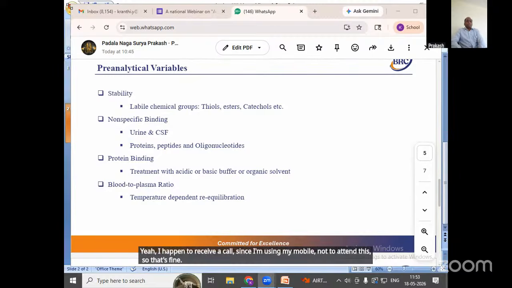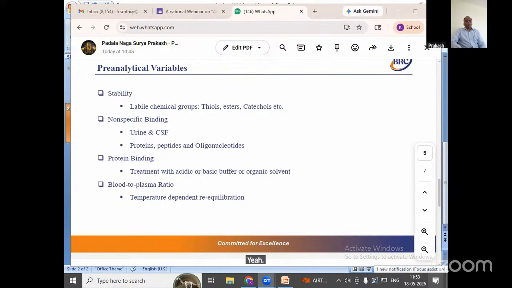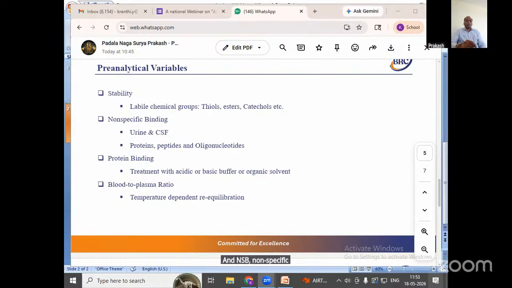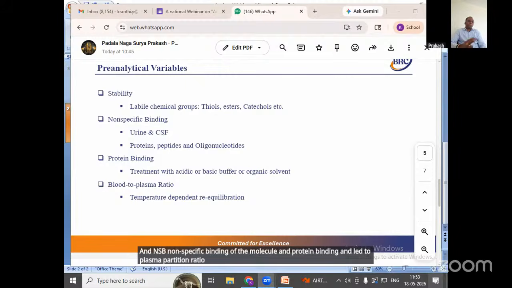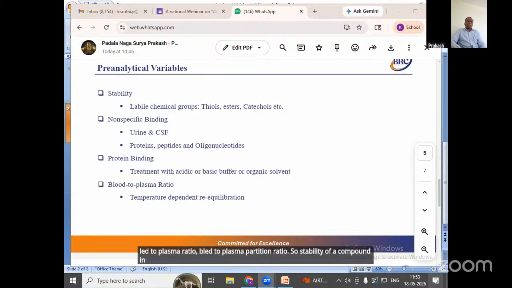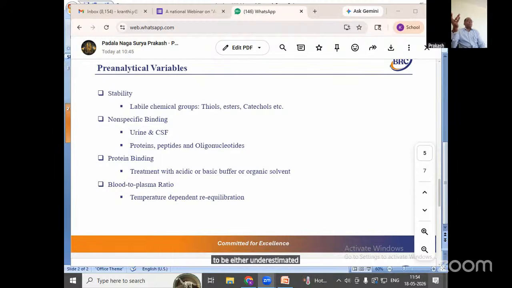So these are a few of the other variables which play a very critical role during sample preparation. They are the stability of the molecule, non-specific binding (NSB), protein binding, and the blood to plasma partition ratio. The stability of a compound in a given biological material is very, very important, because the more unstable the molecule is, the more likely that compound is to be either underestimated or overestimated.